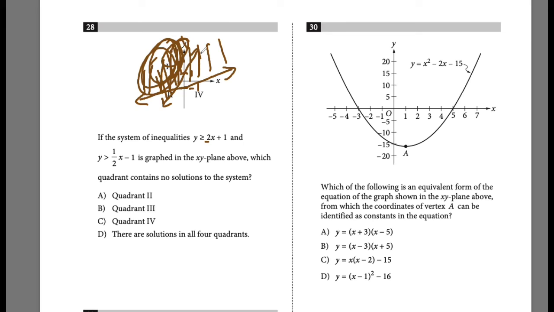And the solutions include quadrant 1, quadrant 2, and quadrant 3. The only quadrant that does not have a solution is quadrant 4. So this will be answer choice C.